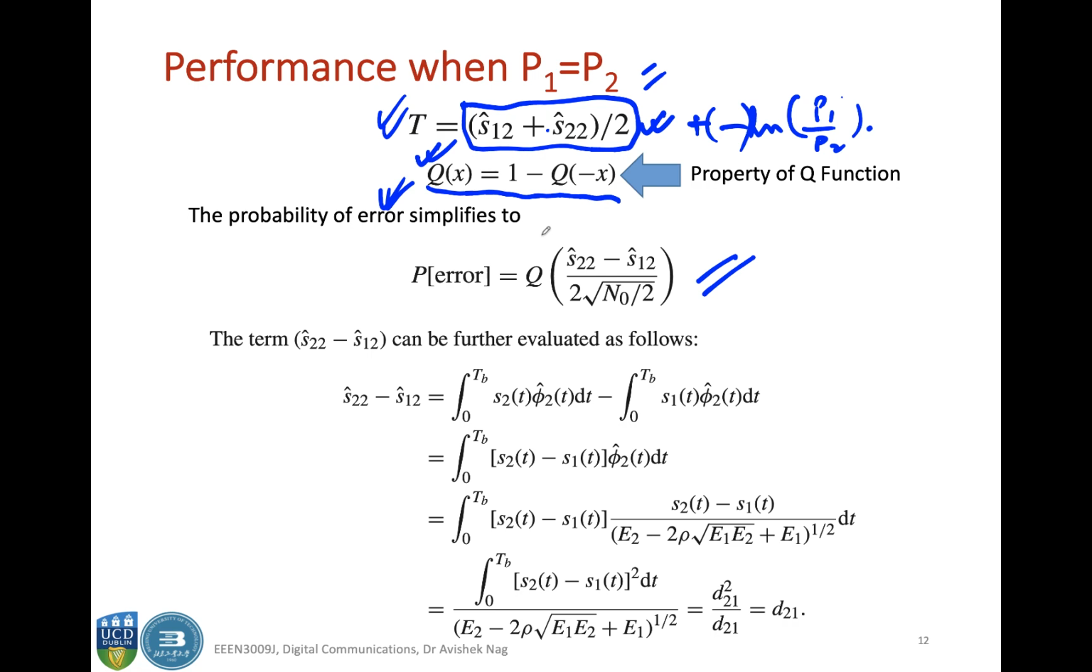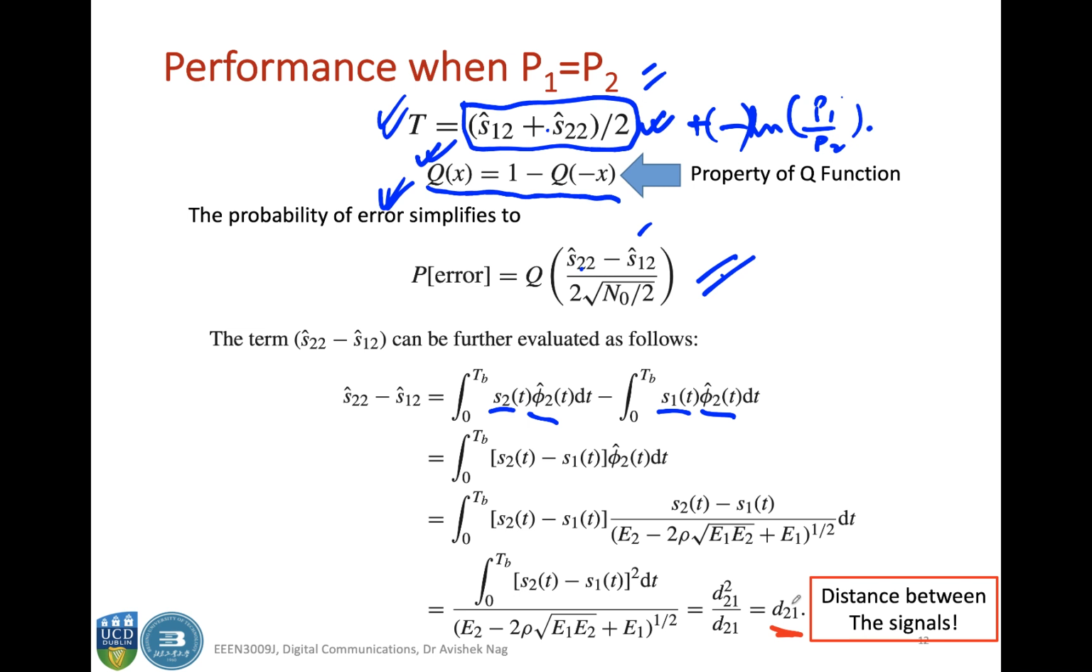I leave it to you as an exercise to check whether this is indeed equal to Q of this particular term. Now if we move on and further simplify this s22 hat minus s12 hat, which is nothing but the projection of s2 on phi 2 hat minus the projection of s1 on phi 2 hat, and then simplify this expression, you see that you obtain this term, which is basically the distance between the two signals.